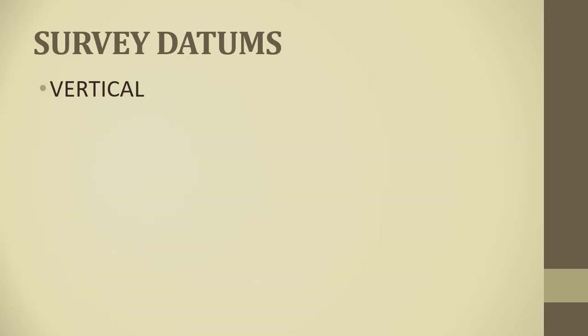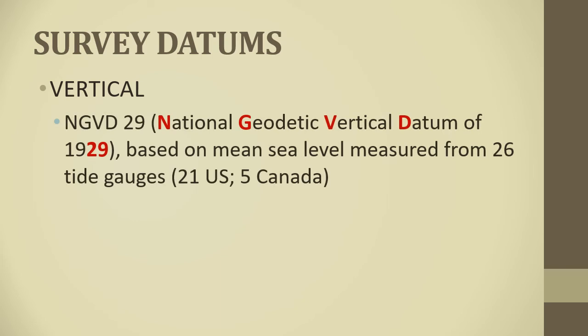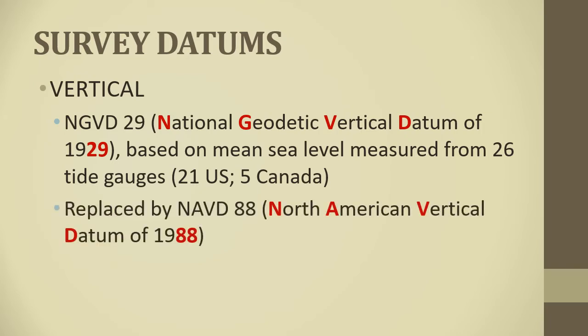Vertical datums began with the National Geodetic Vertical Datum of 1929, and that was based on mean sea level that was measured from 26 gauges that measured where the tide was. There were 21 in the United States, 5 in Canada. That was superseded by the North American Vertical Datum of 1988.